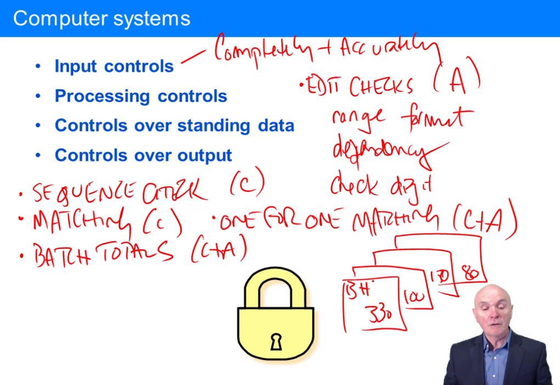Batch controls were a very powerful method of controlling accuracy and completeness. But you did have to have a batch. You did have to let transactions accumulate, maybe to the end of the week, and then process them. This doesn't work in real-time systems, where you tend to be processing items one at a time, and the concept of a batch is simply not there.